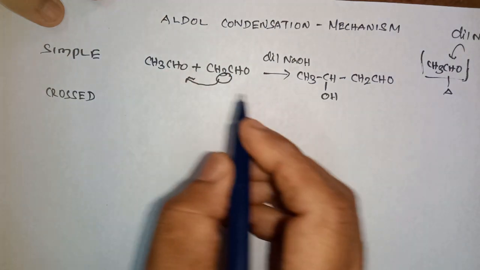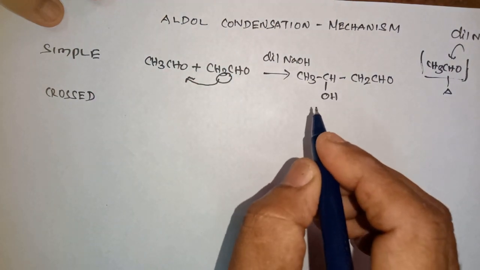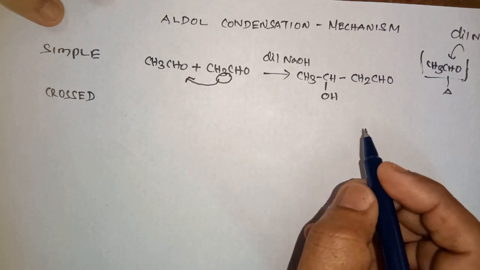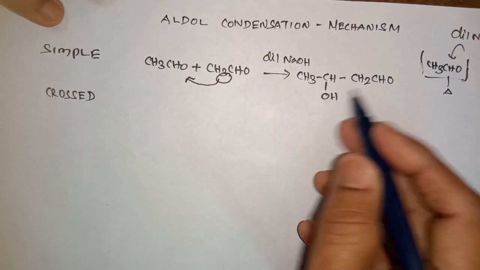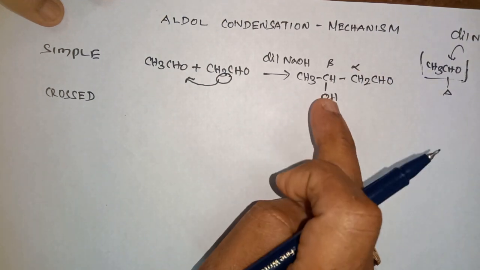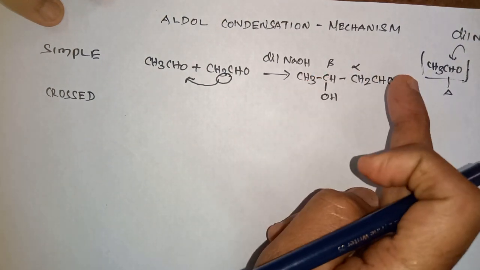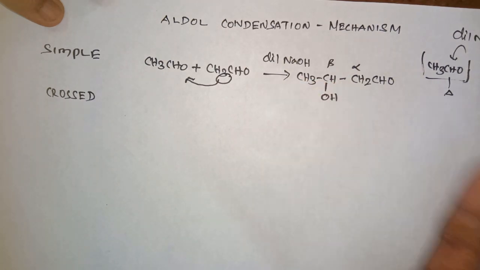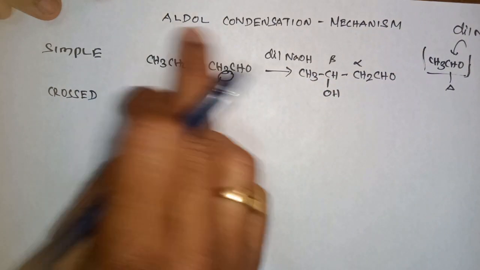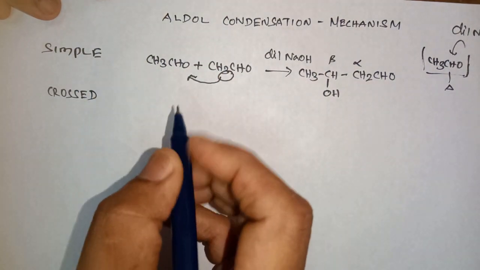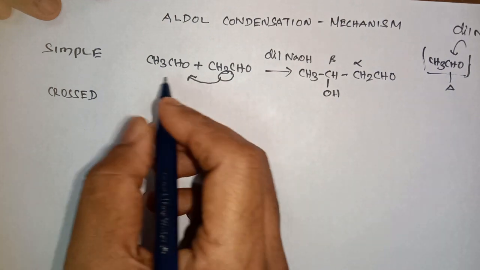What is aldol? It is a beta hydroxy aldehyde, because this is called alpha, this is called beta. It is called beta hydroxy aldehyde, or it may be beta hydroxy ketone. That is called aldol. Now I have written it for the simple type. One more example, I can take the acetone reaction.